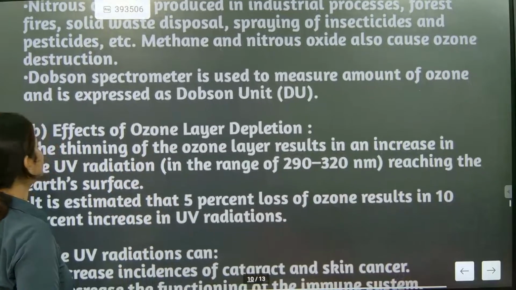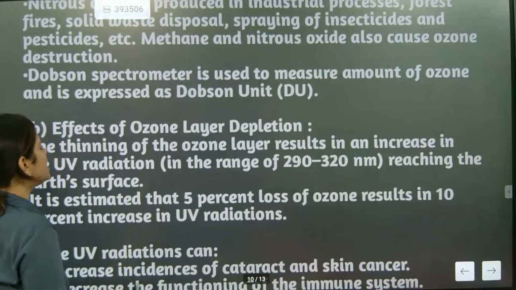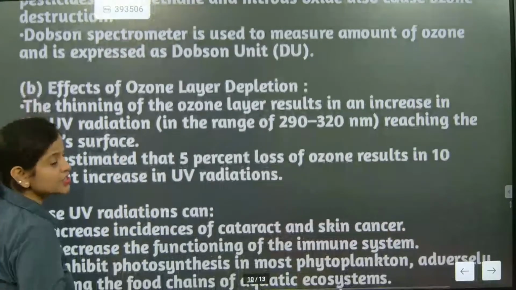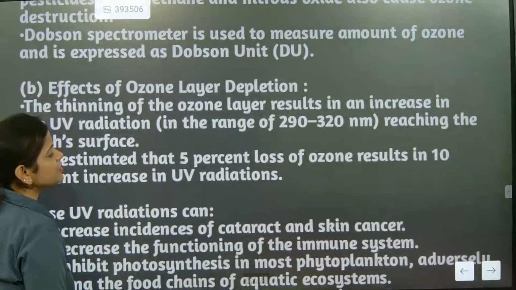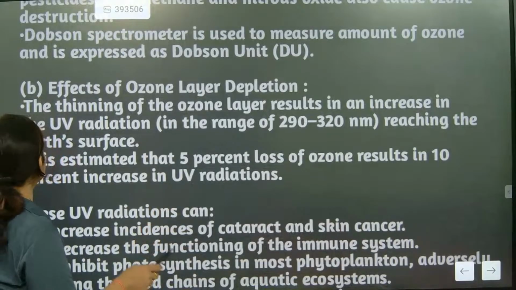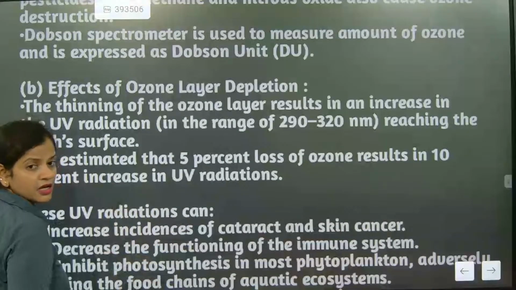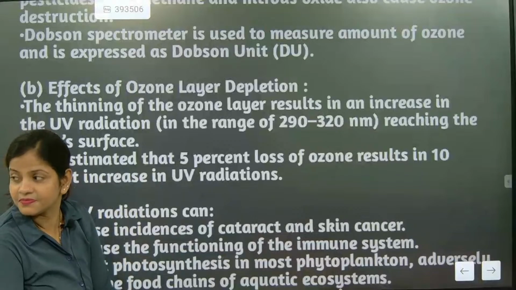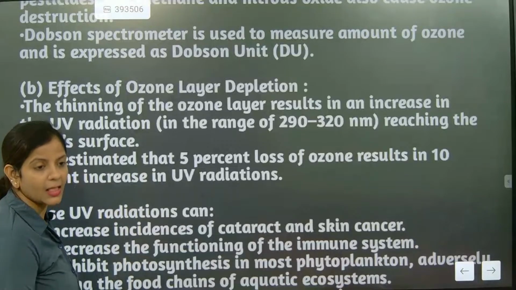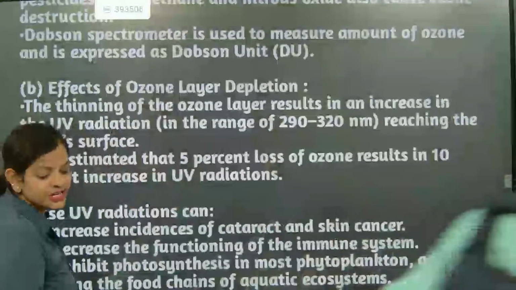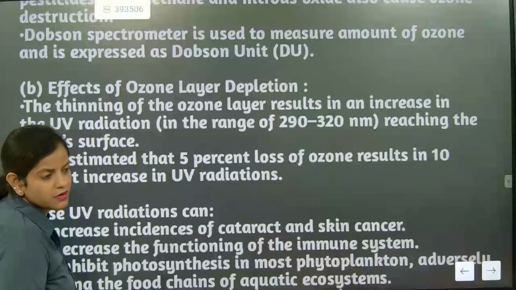Effect of ozone layer depletion: the thinning of the ozone layer will increase UV radiation reaching the Earth's surface. It is estimated that a 5% loss of ozone results in a 10% increase in UV radiation.